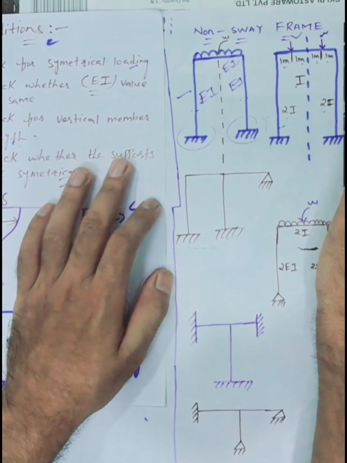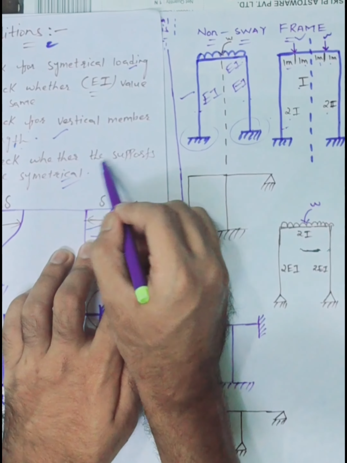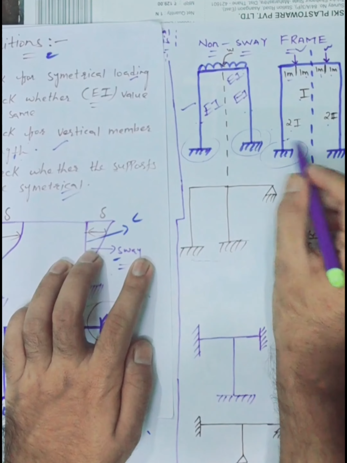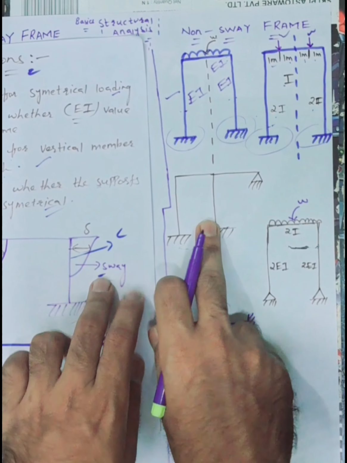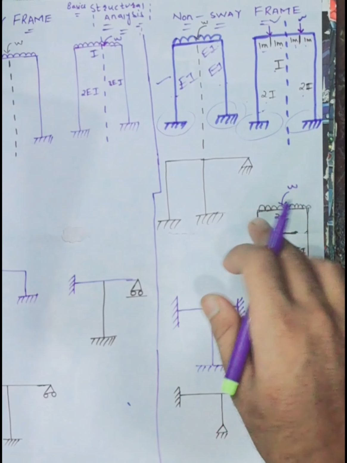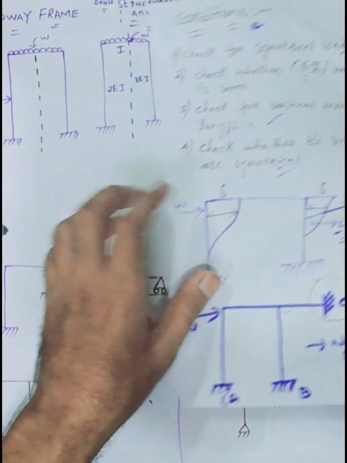It is same. Okay, this also satisfied. Check whether the supports are symmetrical. Supports are symmetrical. Satisfied fastly. This third condition. Now here, let us check in sway frames.